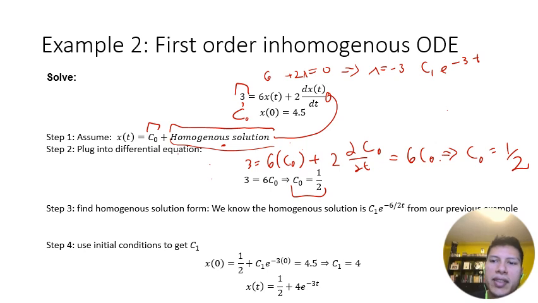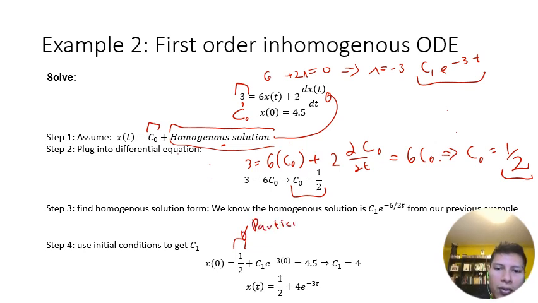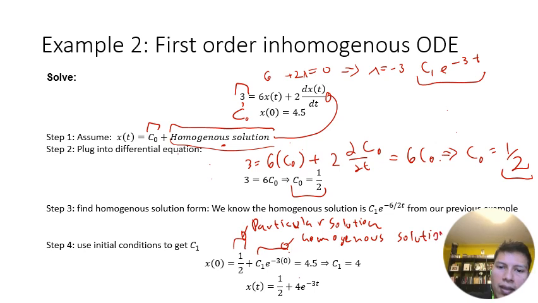Okay, so now that we know c0, we can find the homogeneous solution. So here I found it. It's just c1 e to the negative 3t. So we have 1/2 for what we're going to call the particular solution, and then here's our homogeneous solution. And then here's our initial condition. I subtract 1/2 from both sides, and I get that c1 is 4, and then I get that this is the solution. Okay, so that's another example.